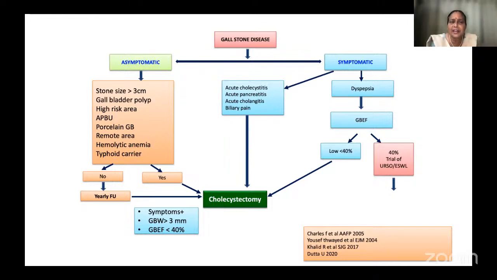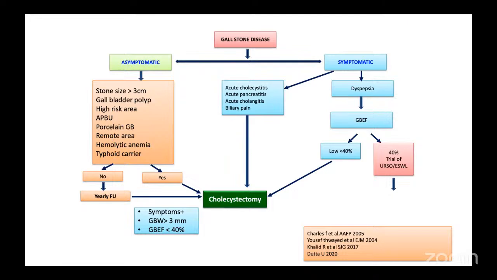Just to clarify, I did not say that all asymptomatic stones should be out. These are the risk factors. If the patients come from a high risk area, have a family history of gallbladder cancer, or have large stones and stasis, this is a subset of patients. I'm not saying all patients need a cholecystectomy. TD Yadav? Yes, sir.